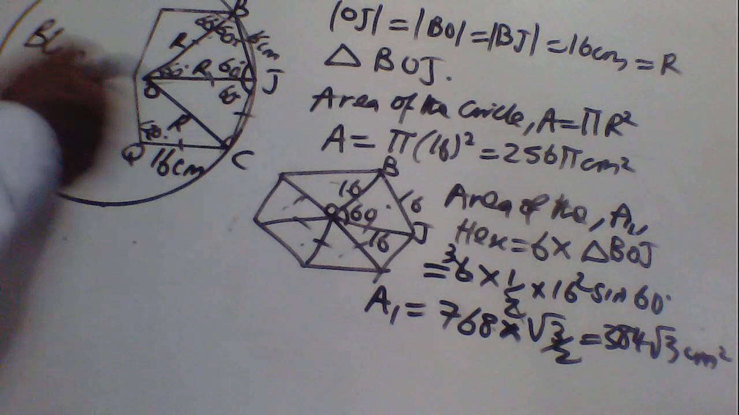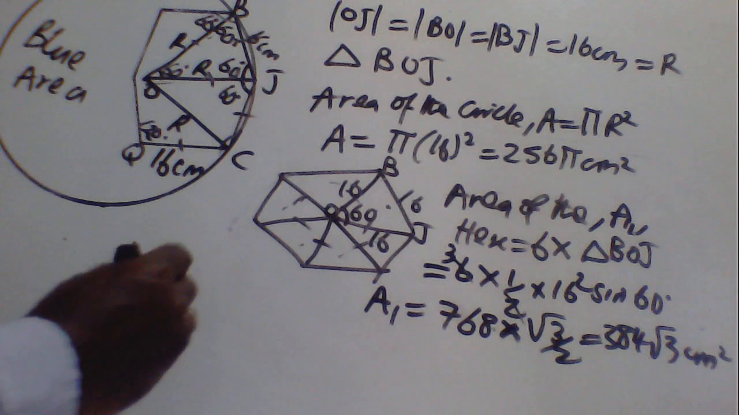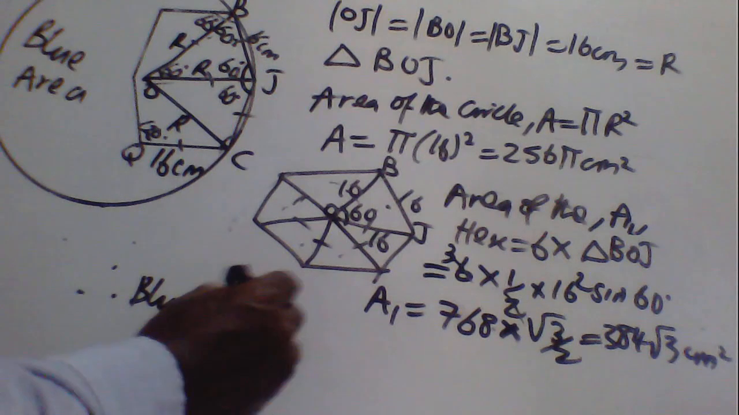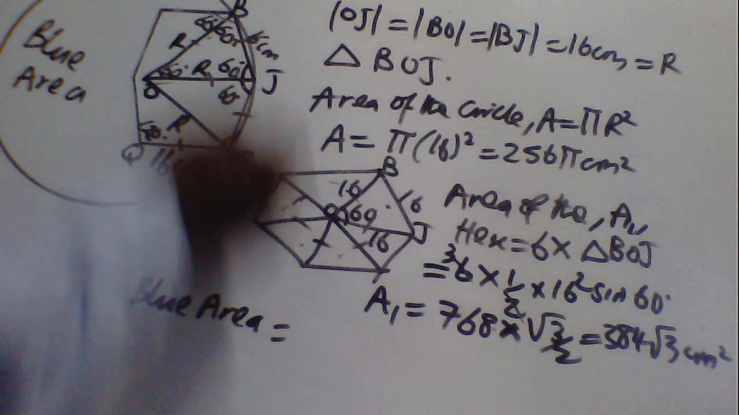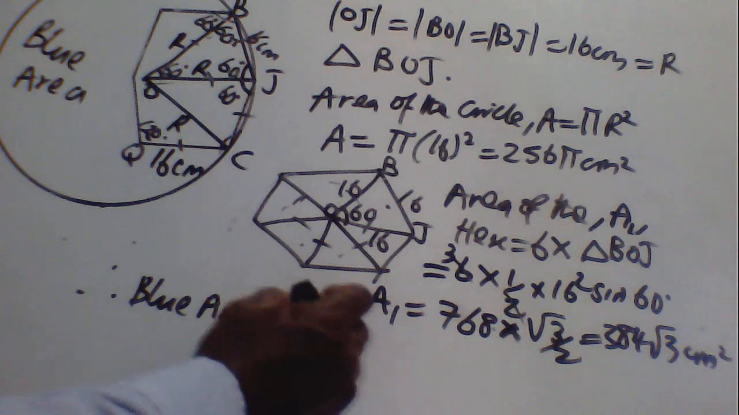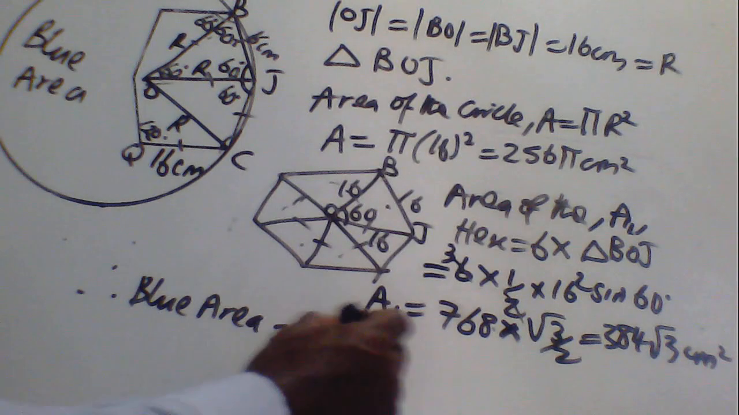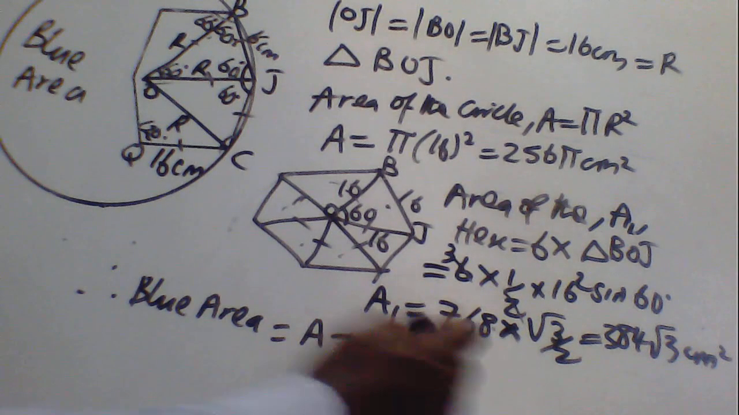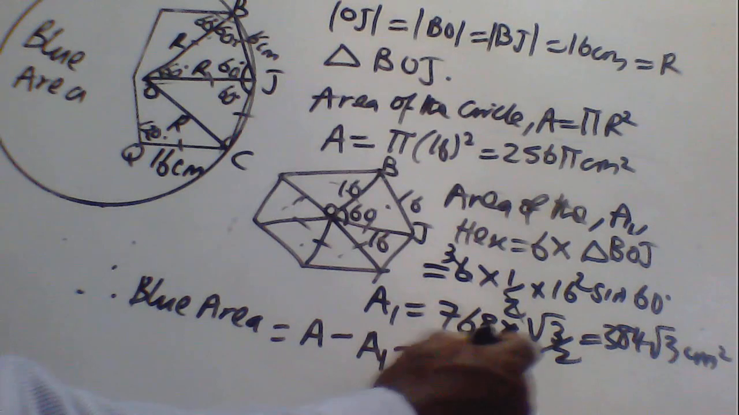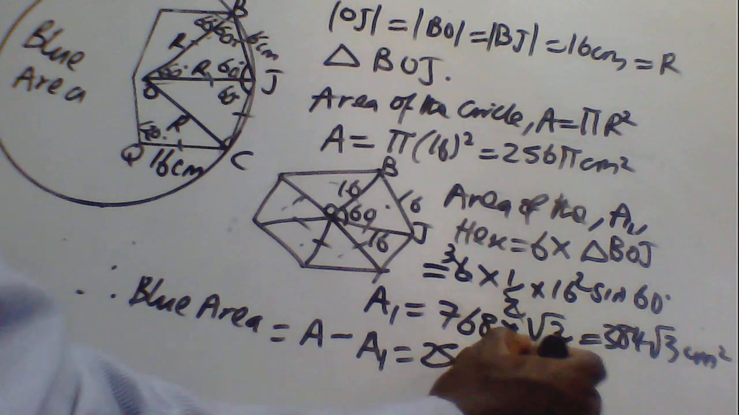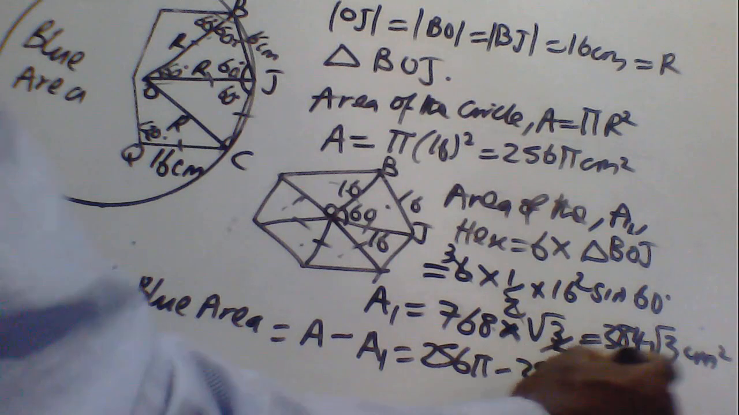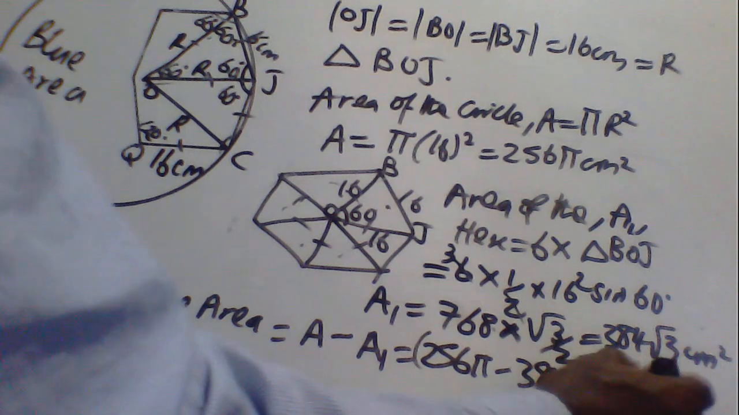So the blue area, therefore, will be equals to what? Area of the circle, because the hexagon is inside the circle, which is A, minus A1. So we have 256 pi minus 384 root 3 cm squared.